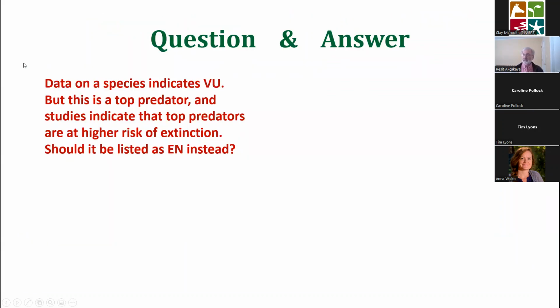Now, with that in mind, here's another question that we sometimes get, similar to this. It says data on a species indicates that it should be assessed as vulnerable. But this species is a top predator, and there are studies that indicate that in general, top predators are at higher risk of extinction. Because of that, should we list the species as endangered instead?